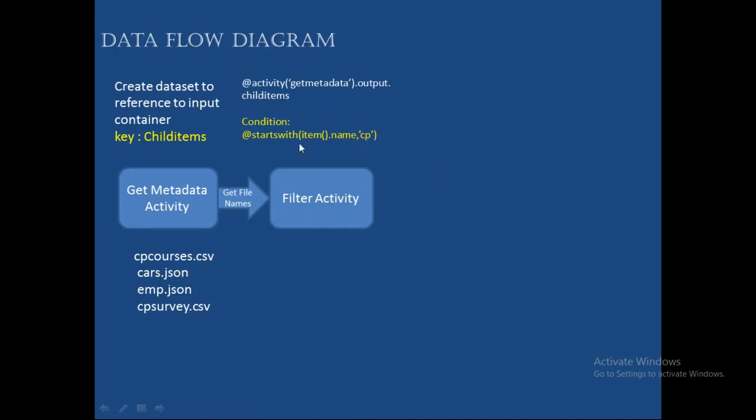Next, course.json. Is course.json starting with cp? No, that will not be in the output. emp.json, is that starting with cp? No, that will not be in your output. cp survey.csv. This file is starting with cp, so that will also be in your output. You see, your output is only cp courses.csv and cp survey.csv. Now I need to copy these files one by one.